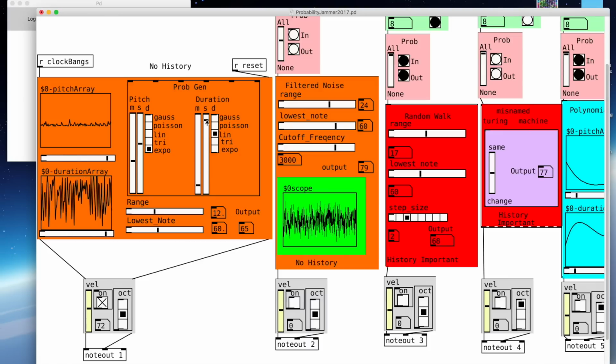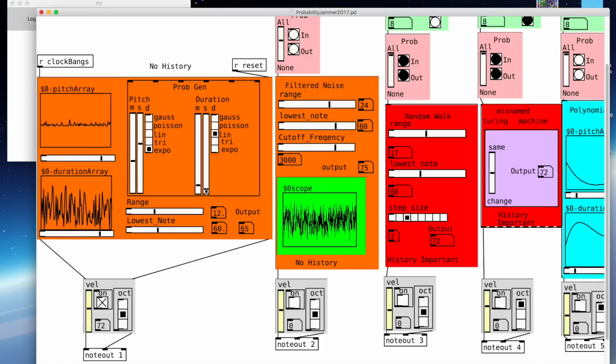More longer notes, more shorter notes. Triangle distribution. Exponential distribution. I can set the minimum length by moving that up. So that's basically how you can control this generator here, which makes use of probability distributions. So these are formal processes which have no history.